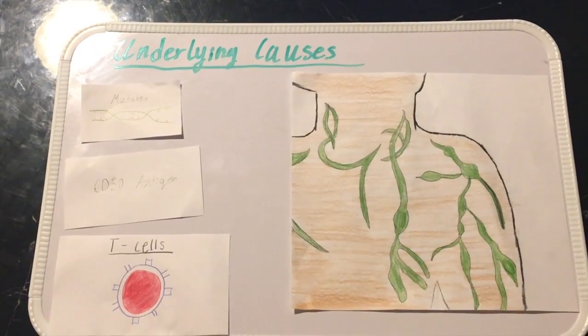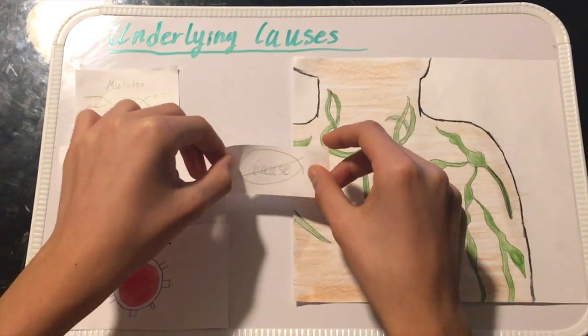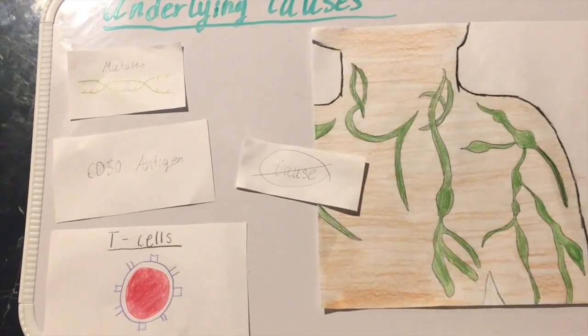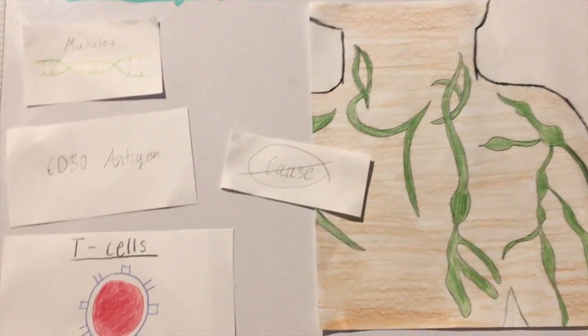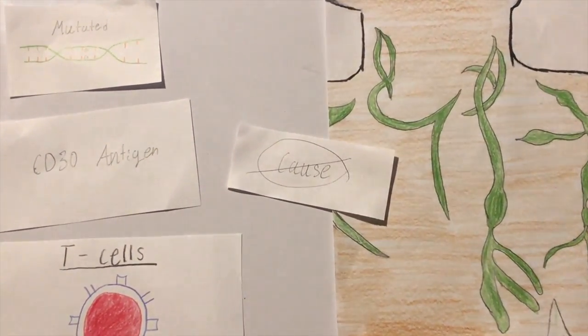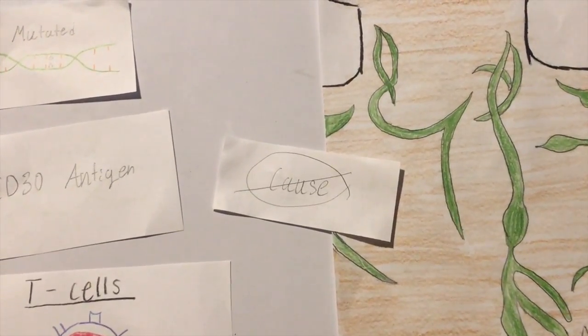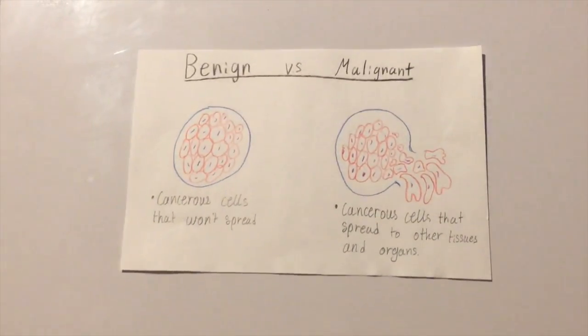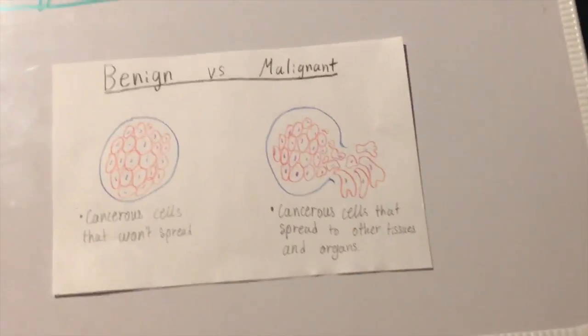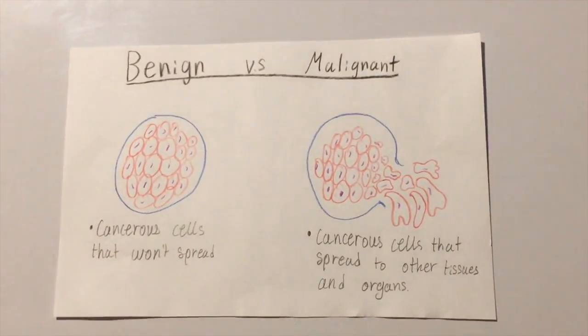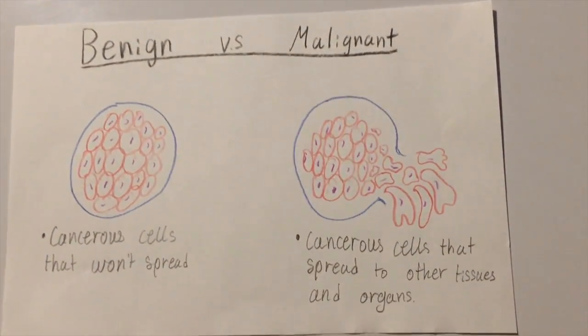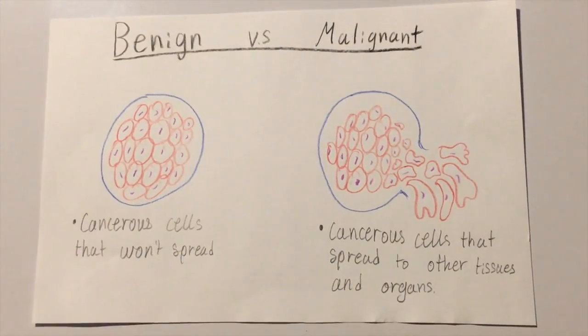So for the underlying causes, there really isn't an actual cause for this disease. However, we do know that it's not inherited and that the disease is provoked by a mutation in the genes that produce CD30 antigen for T cells. So benign is cancer cells that won't spread throughout the body or the tissues. However, malignant are cancer cells that spread to other tissues and organs, with this disease being malignant.